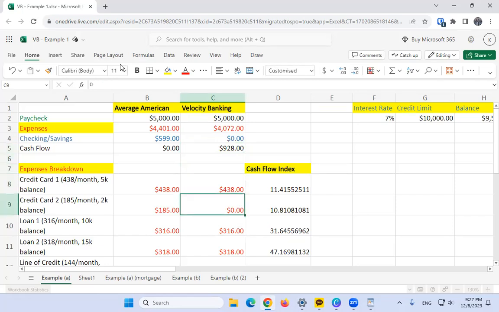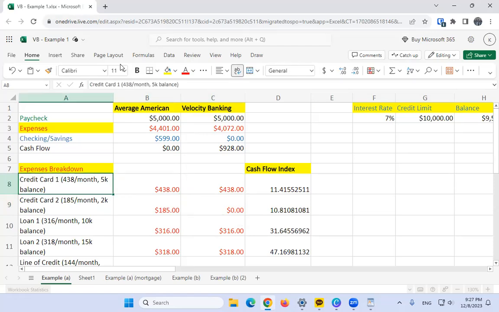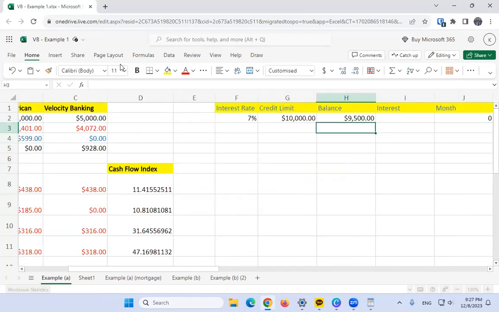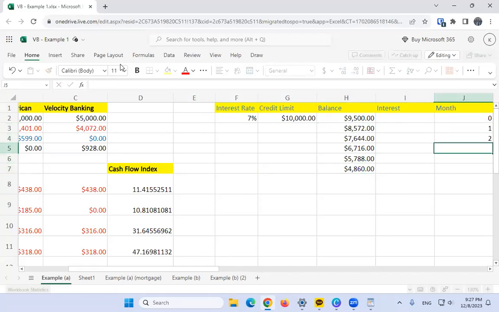And then I think our next goal is to pay off this credit card one balance. So we need about $5,000 in our credit card, or I'm sorry, availability in order to move this. But let's go ahead and do that. So let's go ahead and do H2 minus our cash flow, which is 928. So 1, 2, 3, 4, 5.